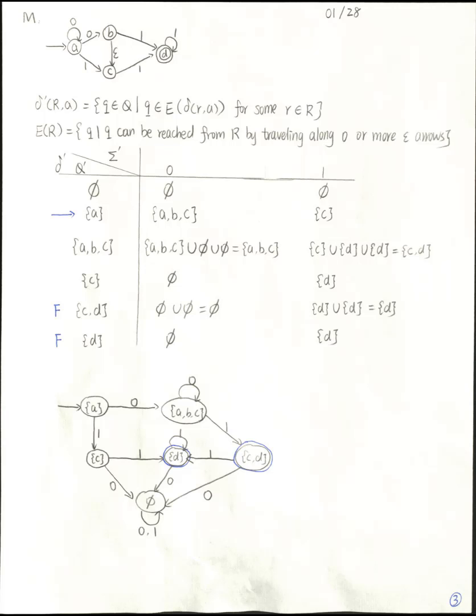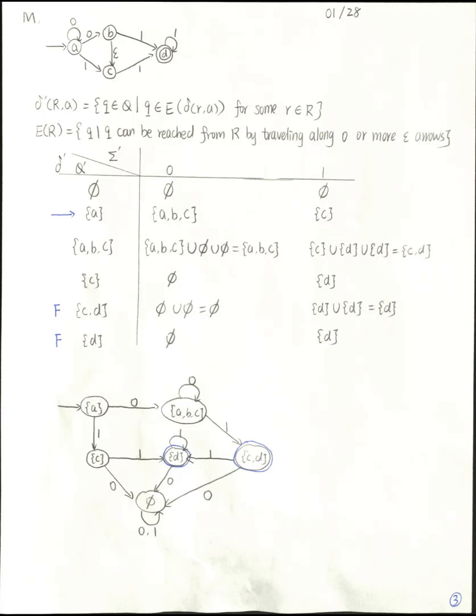Now consider the symbol 1. From ABC, I can reach C because I can read a 1 and go from A to C, and D from B and D from C. So I take the union of those, that will be C and D. After that, I take the closure of C and D. That means I need to compute the set of states that can be reached from C and D by following 0 or more epsilon transitions. If you check the machine, there are no epsilon transitions out of C and D. So the closure of C and D is C and D.